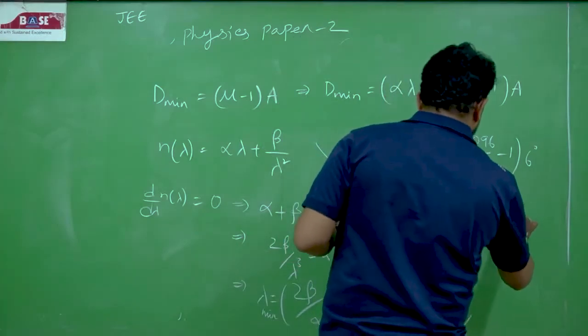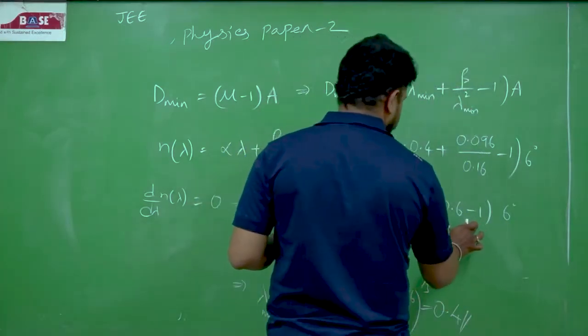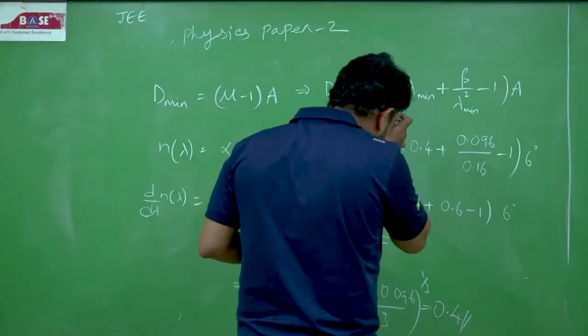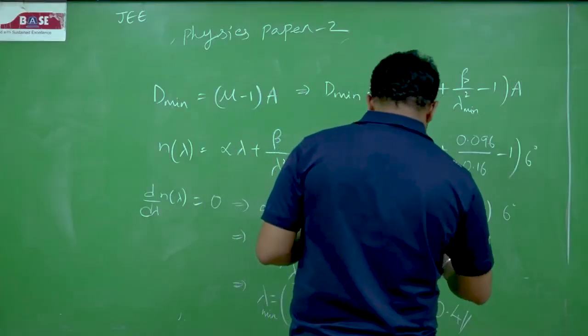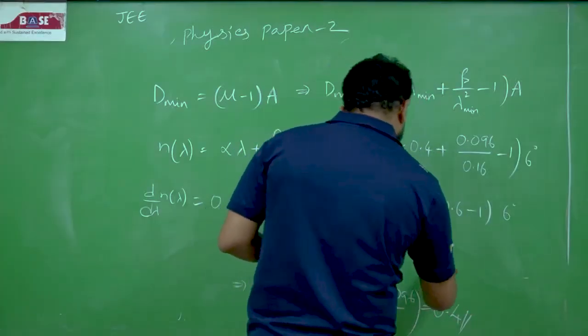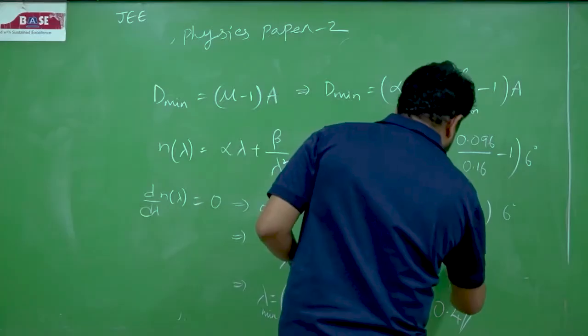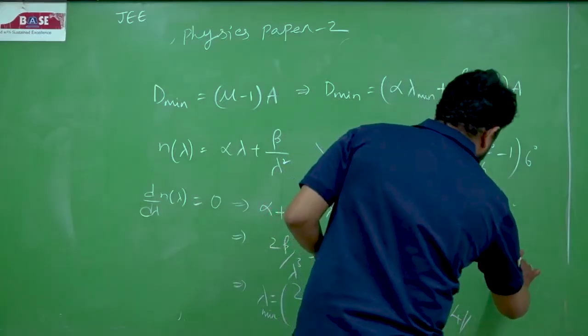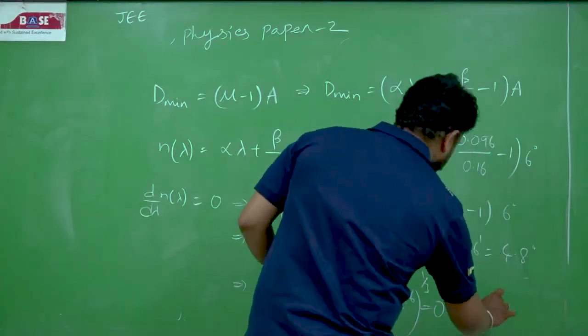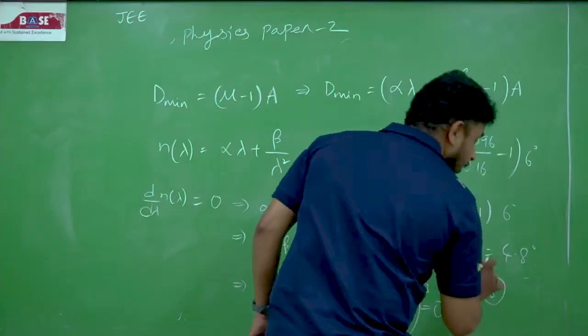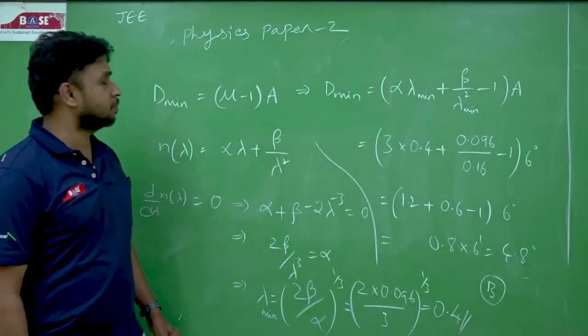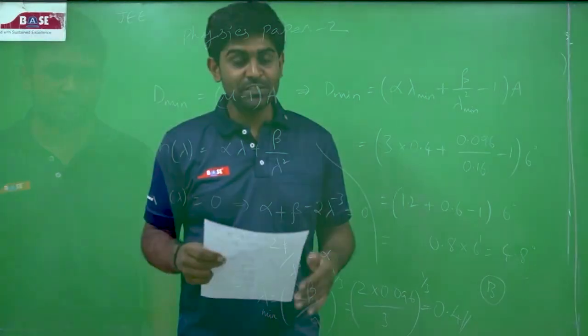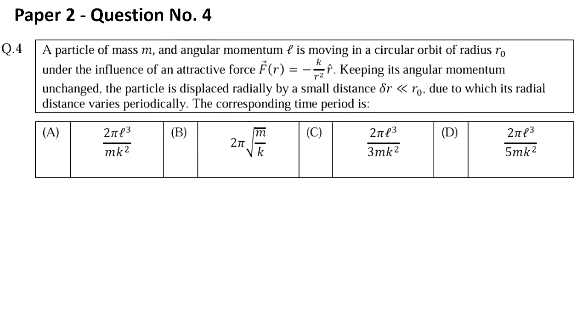So this is into 6 degrees. So 1.2 minus 1 is 0.2. 0.2 plus 0.6 is 0.8. 0.8 into 6 degrees, which is equal to 4.8 degrees, which is our option B. Okay. So this is how you do the question number 3. Thank you. Question number 4, and I hope question number 4 is pretty interesting, and we'll see how it goes.